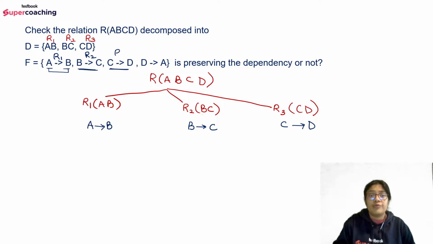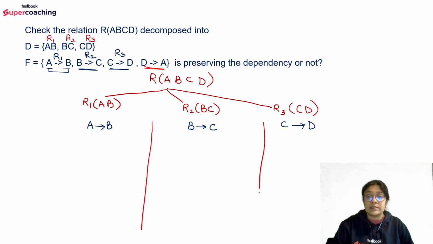Now, fourth one, D determines A. Where are we getting D determines A? D is an attribute of relation R3. R3 में D आ रहा है और A R1 में आ रहा है, तो directly map नहीं हो रहा है. So, if it is not directly mapped, तो हमें indirectly check करना पड़ेगा. Indirectly means we'll find out the non-trivial functional dependencies.